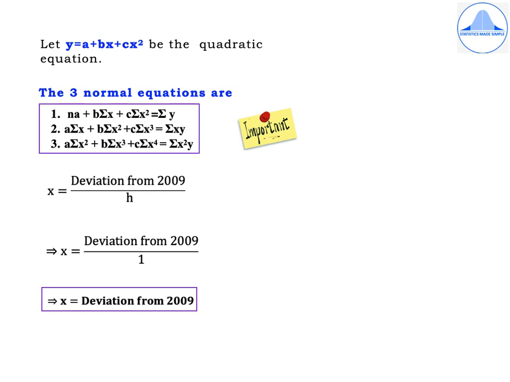X to the power 4 values are 256, 81, 16, 1, 0, 1, 16, 81, 256 and summation x to the power 4 is equal to 708. XY values are minus 8, minus 18, minus 14, minus 8, 0, 11, 22, 30, 36 which gives summation xy equal to 30. And x square y values are 32, 54, 28, 8, 0, 11, 44, 90 and 144 which gives summation x square y equal to 411.